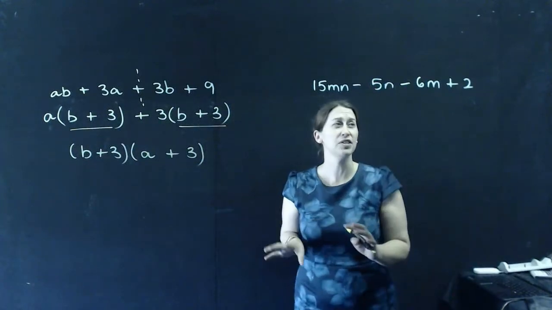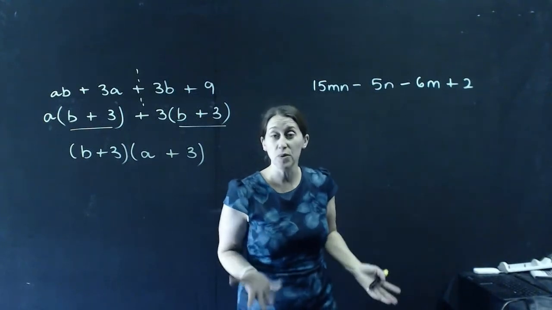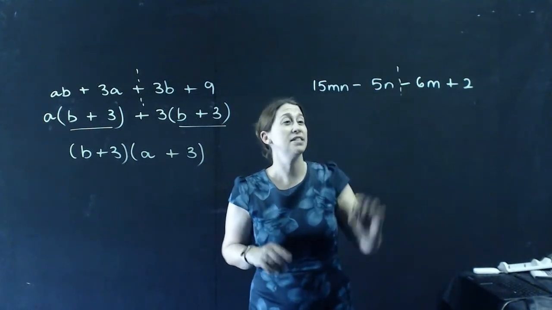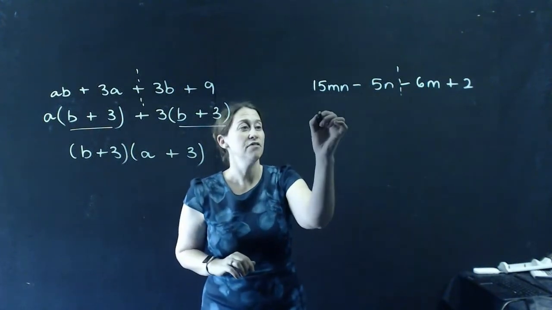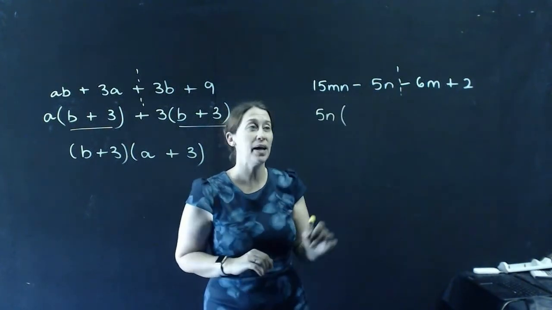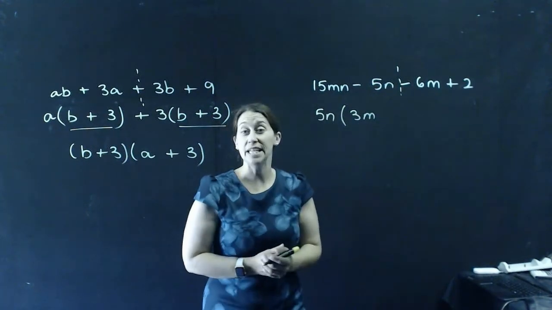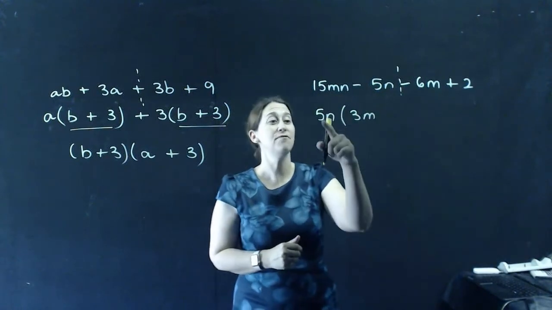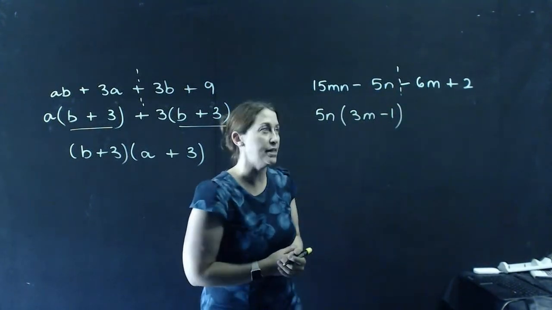I'm going to do the same with this one. Again, do I have them in pairs where they have something in common? Yes, I do. If I just split it down the middle, from both of these terms I can pull out a 5 and an n. 5n is the common factor with these pairs, so 5n times 3m will give me 15mn, and then this one, 5n multiplied by negative 1 will give me negative 5n.